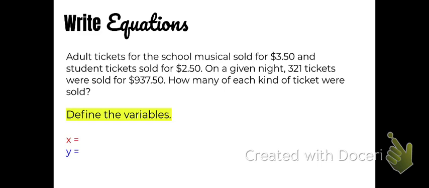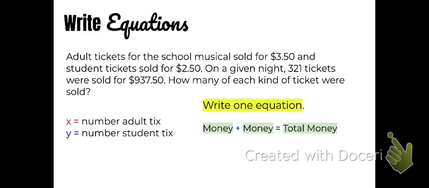So in this case, we have adult tickets for a school musical. They sold for $3.50. Student tickets sold for $2.50. On one night, 321 total tickets were sold for $937.50. How many of each kind of ticket were sold? So those are our variables. We don't know how many adult tickets were sold. We don't know how many student tickets were sold. So we need to pick one of them to be X and one to be Y.